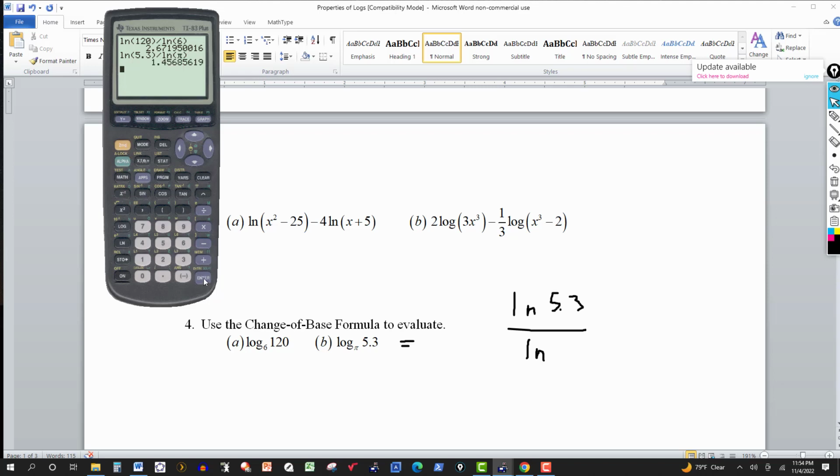Hit enter, and you get 1.457. You round out to 3 places. This, of course, is pi here. I'll round it out to 2 places again, 1.46.